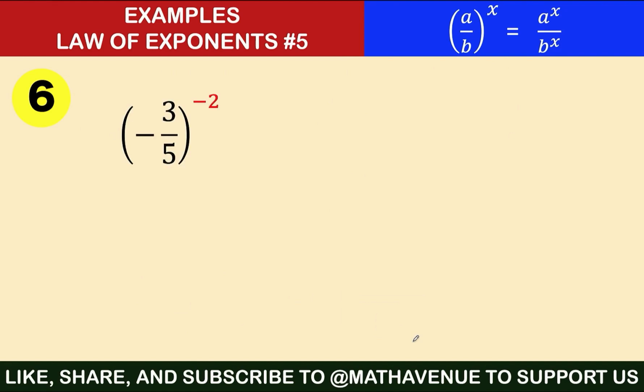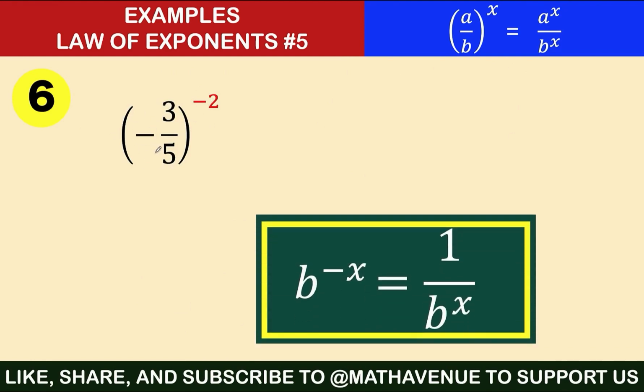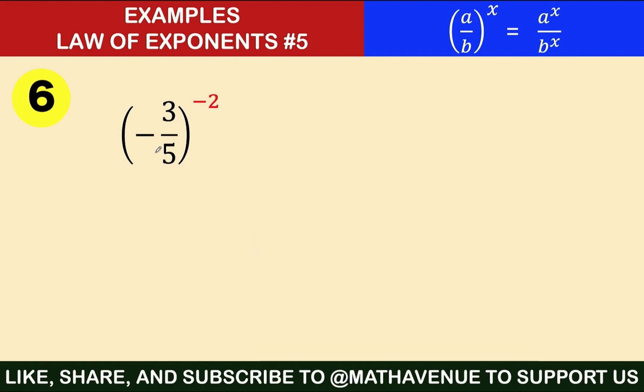Now, next problem. When you have a negative exponent outside and you have a fraction, you can eliminate this negative exponent by getting the reciprocal of the base. So, what is the reciprocal of negative 3 over 5? That is negative 5 over 3. By getting the reciprocal, notice now that the exponent from negative 2 becomes positive 2.